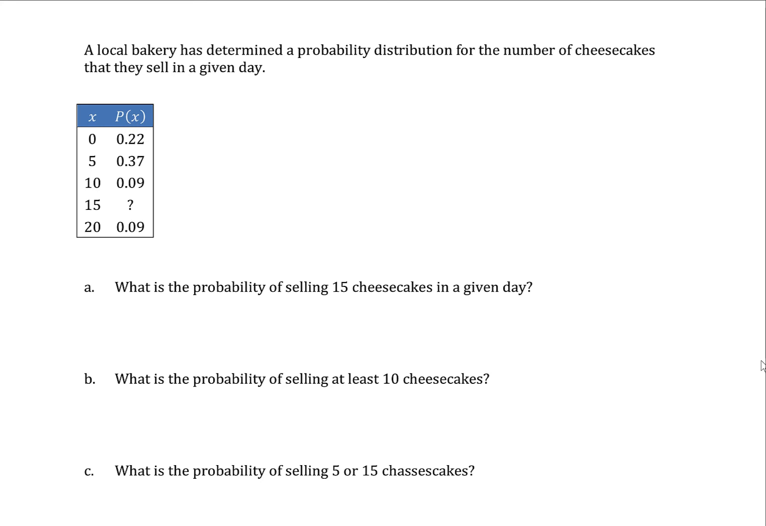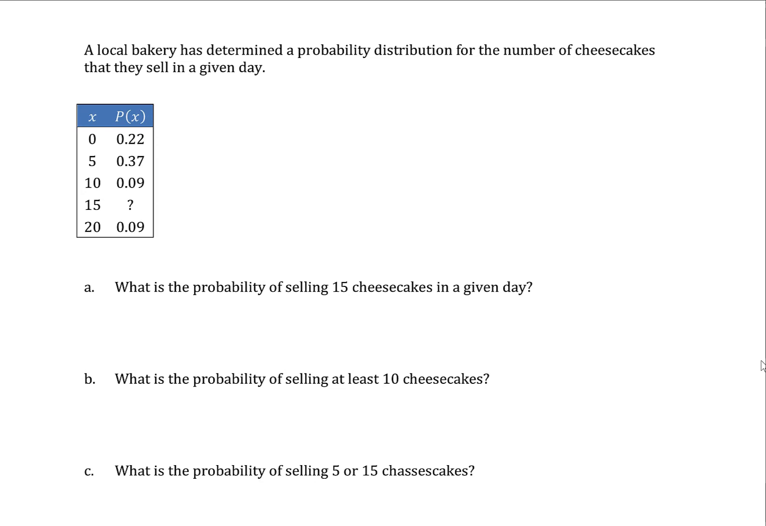A local bakery has determined a probability distribution for the number of cheesecakes that they sell in a given day. Part A. What is the probability of selling 15 cheesecakes in a single day? Well, that unfortunately is the one probability that's missing in the table. If this was asking for 10 cheesecakes, then the answer would be 0.09. We just list the probability associated with that particular outcome.